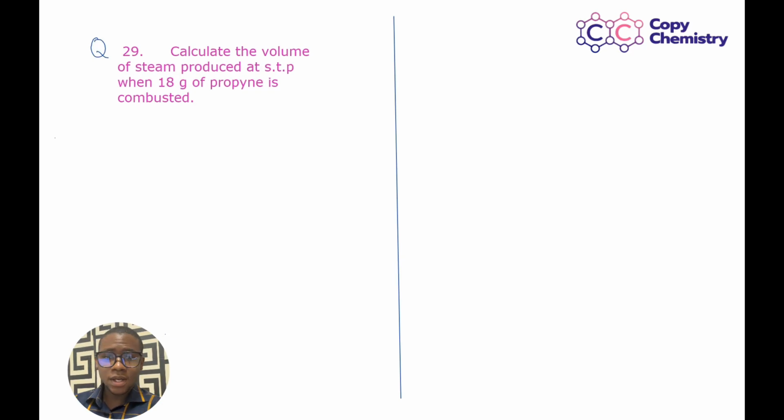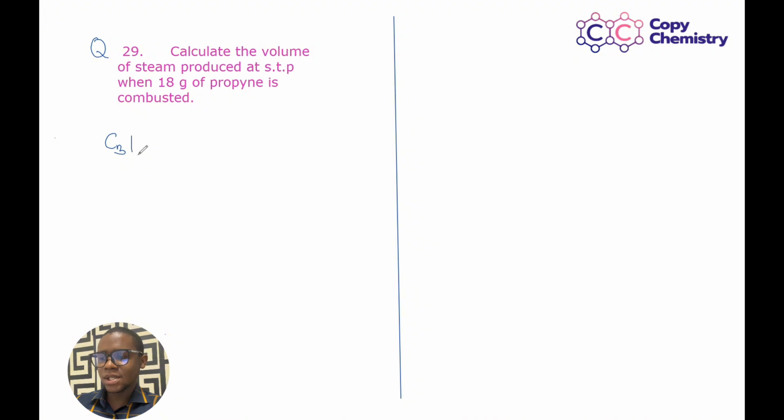Hello, guys. This is question 29 on stoichiometry. We want to calculate the volume of steam produced at s.t.p when 18 grams of propyne is combusted. Okay, so first off, what's propyne?